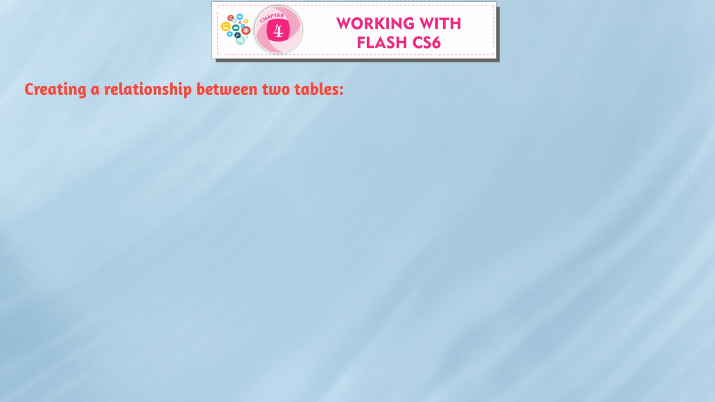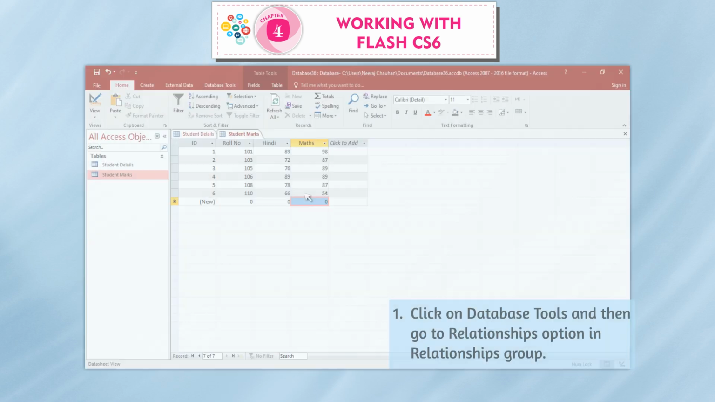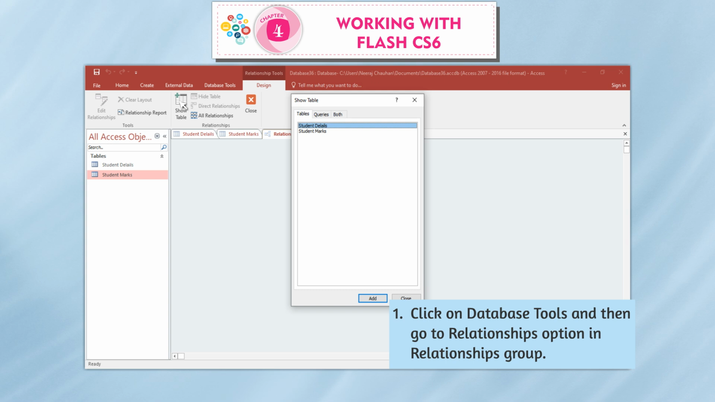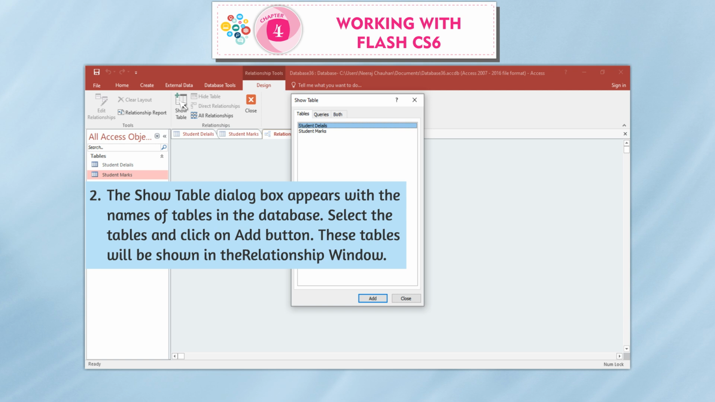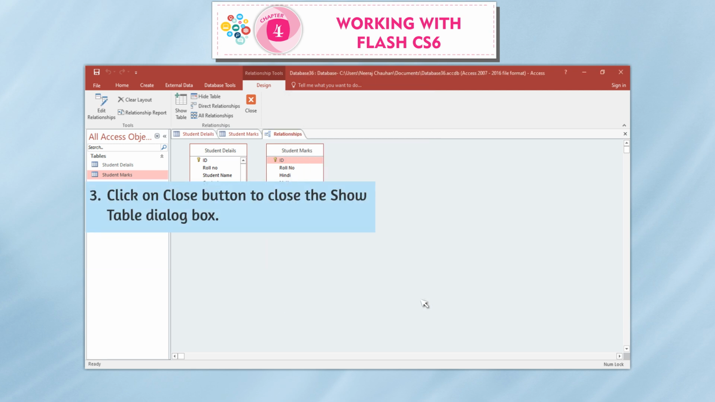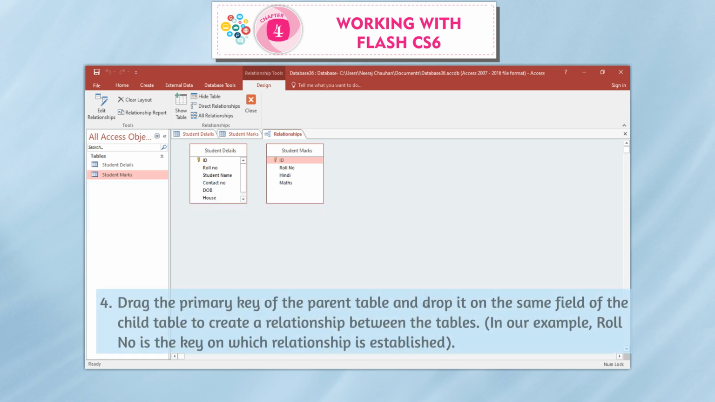Creating a relationship between two tables. One, click on Database Tools and then go to the Relationships option in the Relationships group. Two, the Show Table dialog box appears with the names of tables in the database. Select the tables and click on the Add button. These tables will be shown in the Relationships window. Three, click on the Close button to close the Show Table dialog box.